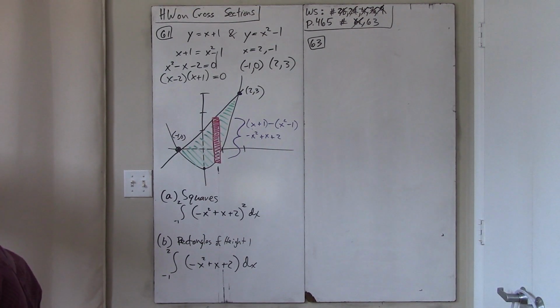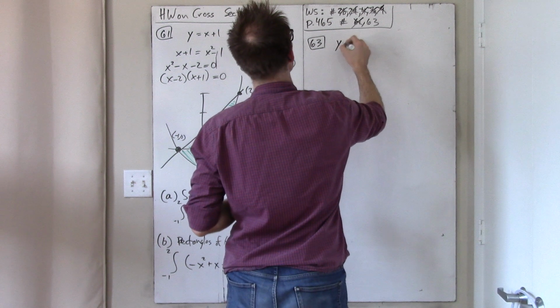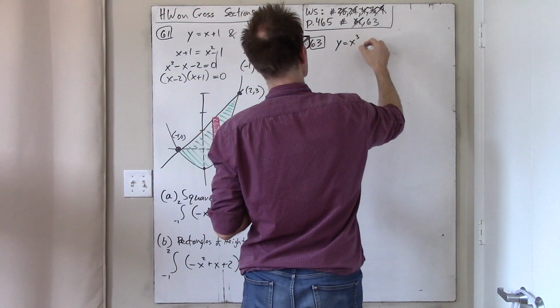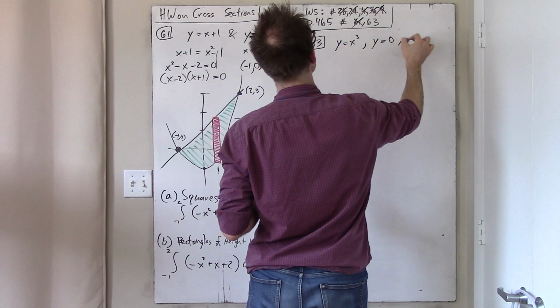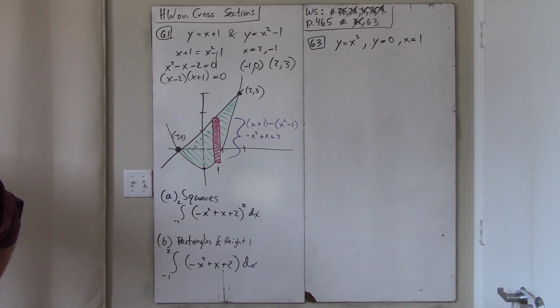Okay, now actually one problem left, 63, but I think it also has multiple parts. 63 has 4 parts, oh man. The base of a solid is bounded by y equals x cubed, y equals 0, x equals 1. Find the volume of the solid for each of the following cross sections taken perpendicular to the y-axis.